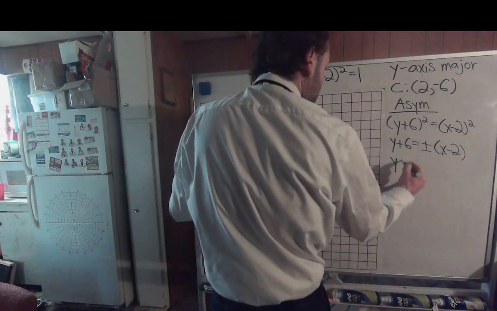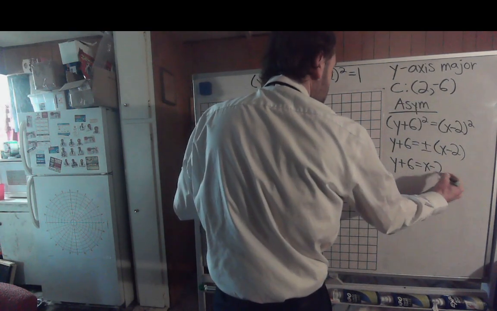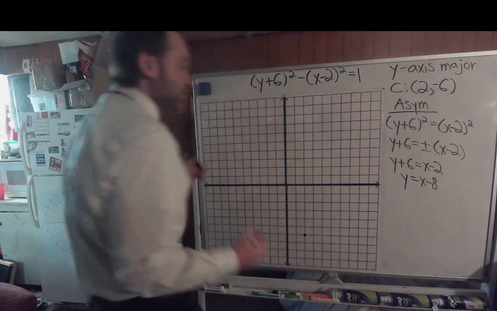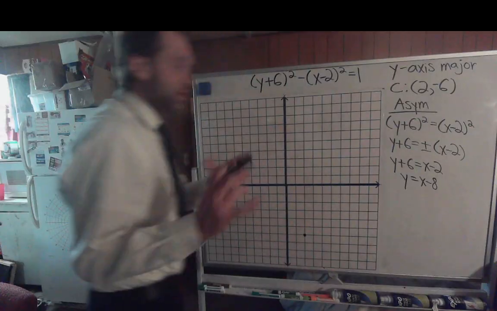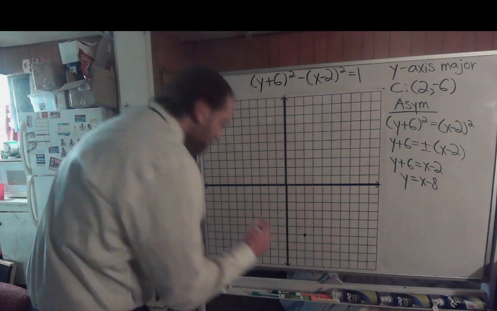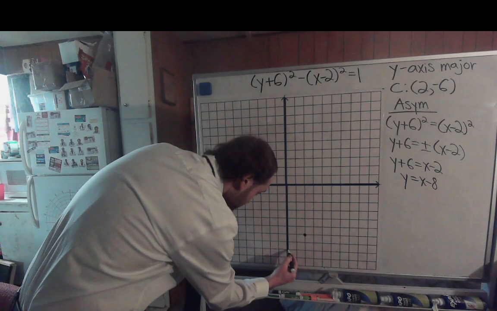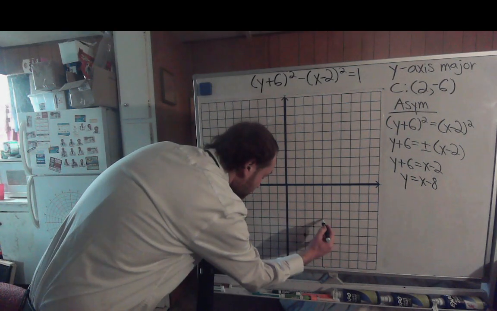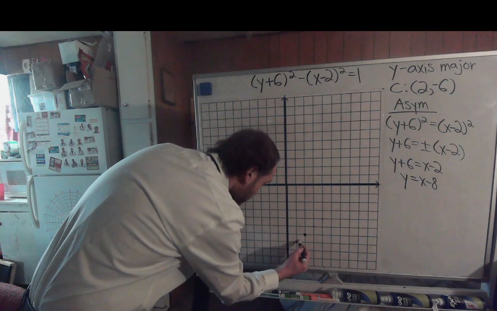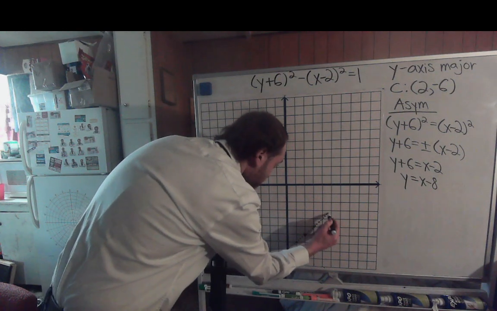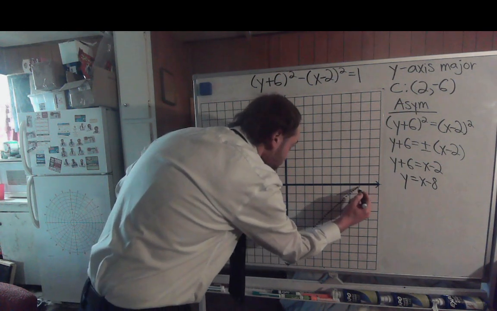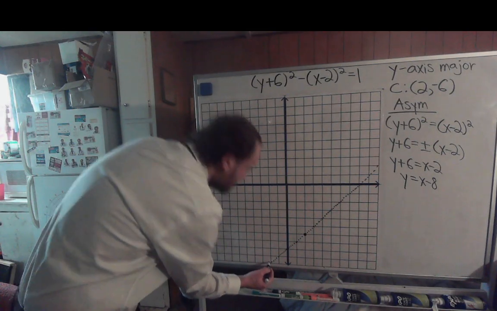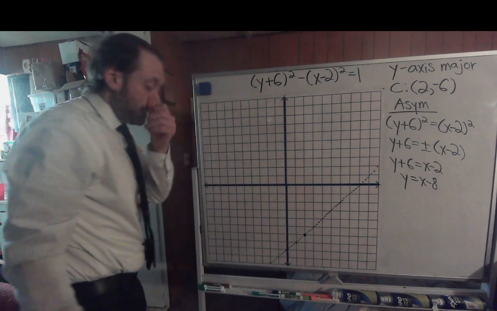So let's start with y plus 6 equals x minus 2. You would get y equals x minus 8 for one of your asymptotes. So y equals x minus 8 is one of your asymptotes. So at 0 you would get negative 8, 1 you would get negative 7, 2 you get negative 6. So here's roughly what your asymptotes are all going to look like. So there's your y equals x minus 8 asymptote.